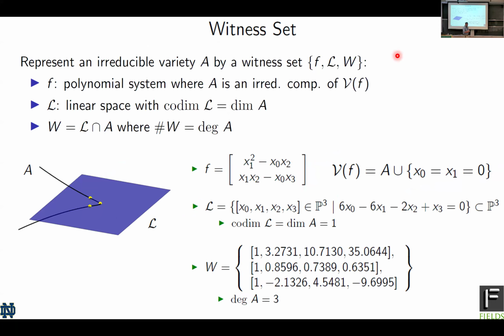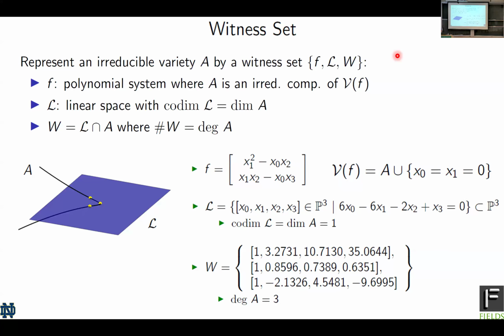Numerical algebraic geometry represents a variety by a witness set. This is a geometric representation, and it's a triple. You need a polynomial system F. I want to represent A, so I need to know some defining equations for A, in particular that it's an irreducible component of the variety defined by F. I'm going to intersect it with a linear space. This linear space should intersect transversely so that the number of intersection points is exactly the degree.